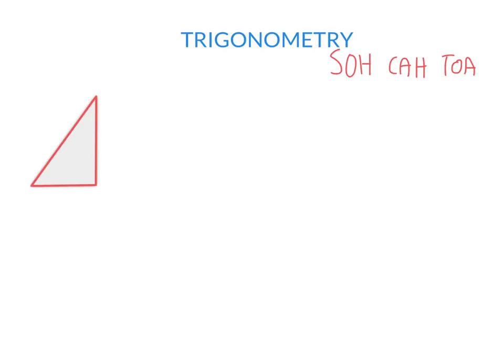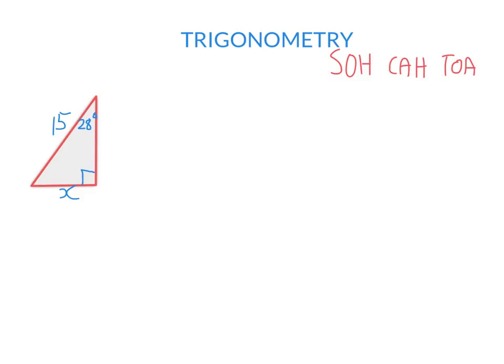If I have a right-angled triangle, I can use trigonometry to find an unknown side if I know another side and I know one angle other than the 90-degree angle. So if I tell you I have one 28-degree angle and the hypotenuse is 15, remember the hypotenuse is always the longest side opposite the right angle, I can find x, which is an unknown side.